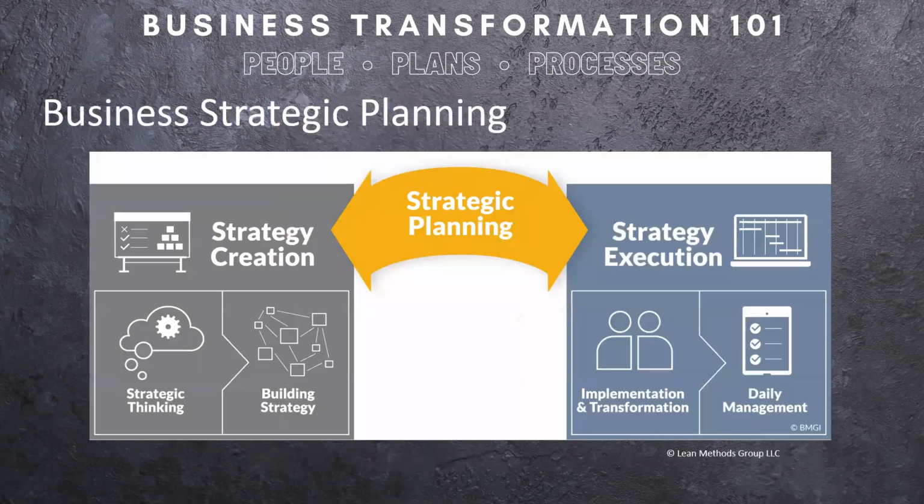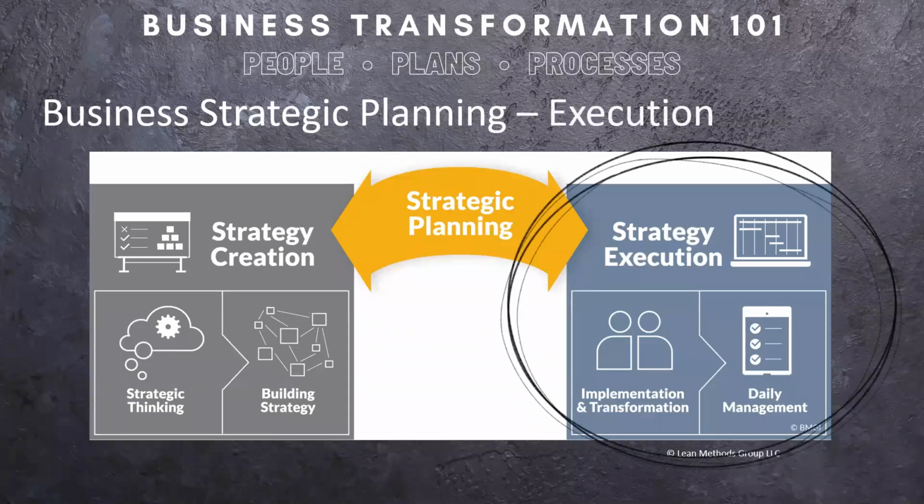In our podcast 2 weeks ago, we provided an overview of long-term or strategic planning and noted it was composed of three components: strategy creation, strategic planning, and strategy execution. Last week, we did a deep dive on the strategy creation process with Dr. Phil Samuel of the Lean Methods Group.